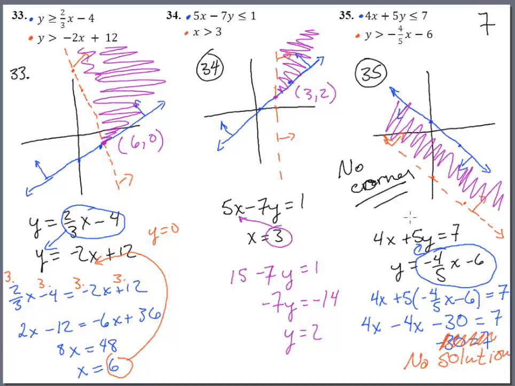So that means this system of equations has no solution, which means we've got parallel lines, and there is no crossing of the red and the blue. There's no corner at all.